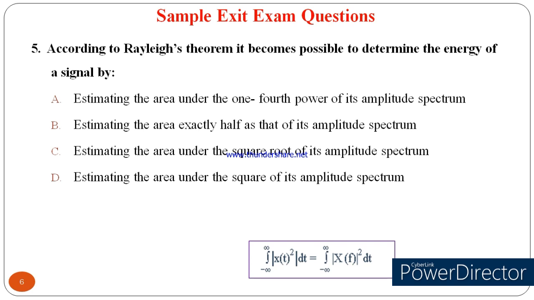Rayleigh's theorem states that if the energy of a signal is finite or convergent, then it could be evaluated from its spectrum. So the answer is D, estimating the area under the square of its amplitude spectrum.